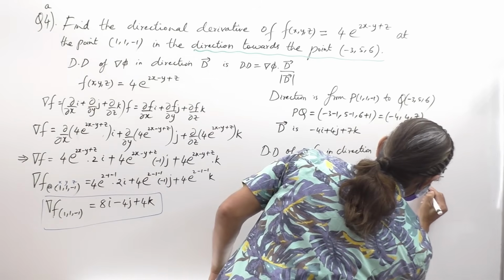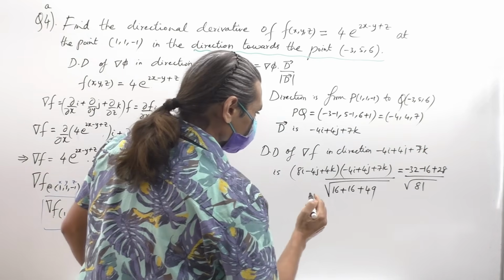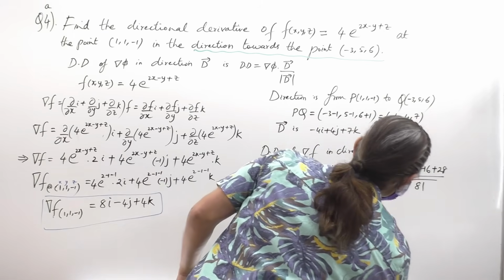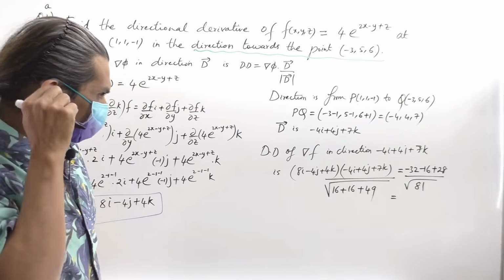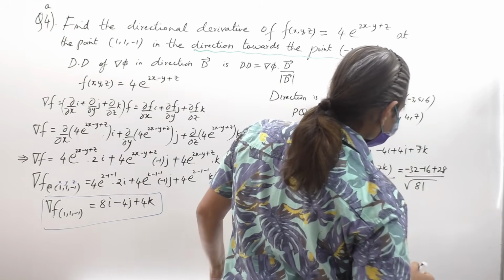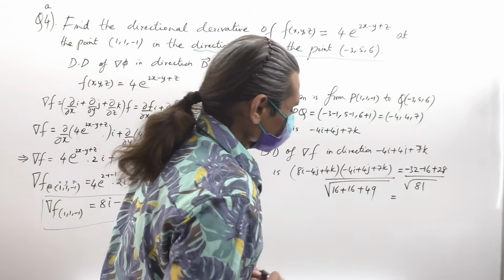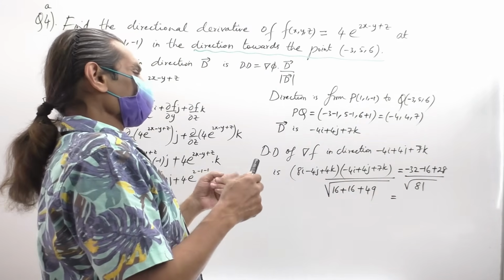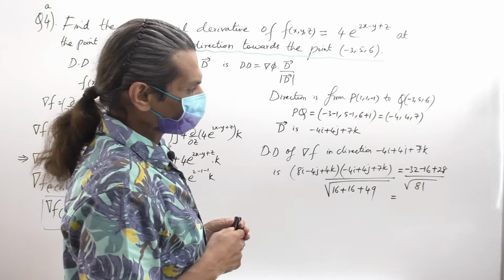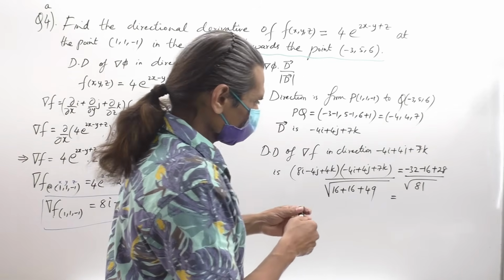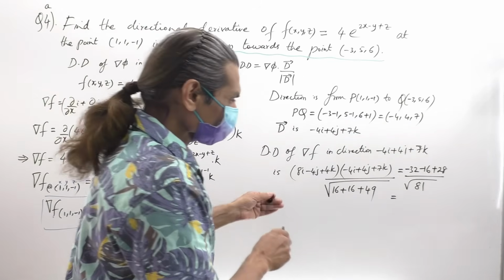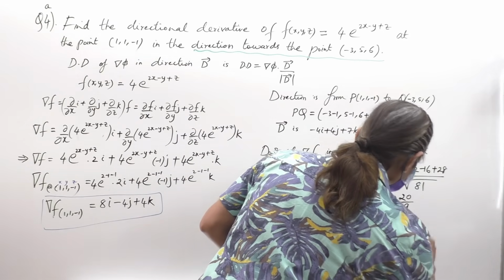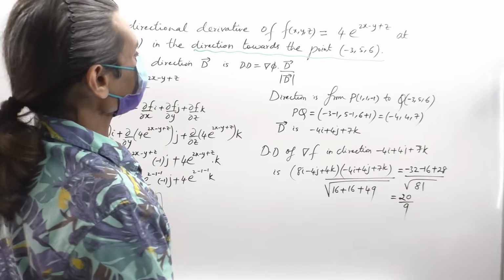That's it. So that is nothing but equal to, let's see what becomes. Minus 32 minus 16 is minus 48. Minus 48 plus 20 will be, yeah, it's plus 20. So minus 48 plus 28 will be 20. So 20 by 9. That's the correct answer.